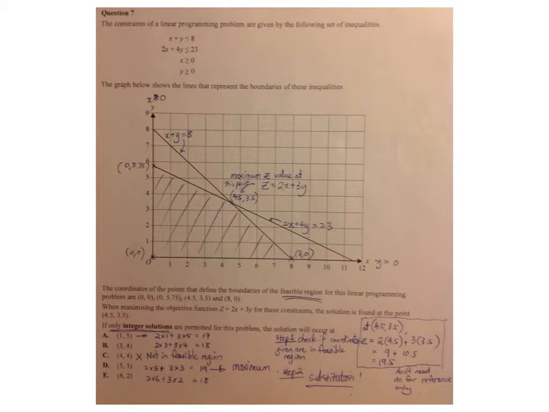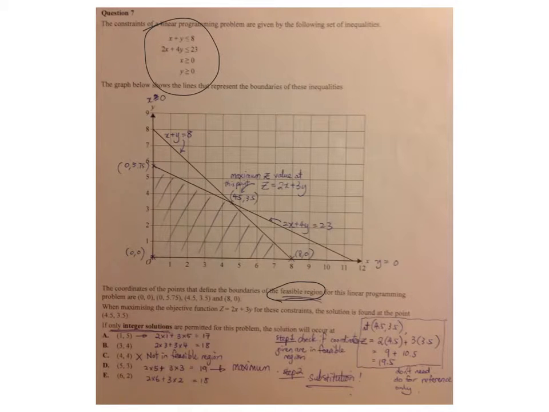To answer this question well, you must read it carefully. First of all, it gives you 4 constraints, okay? Then the question says the coordinates of the points that define the boundaries of the feasible region for these linear programming problems are the 4 coordinates given, okay?